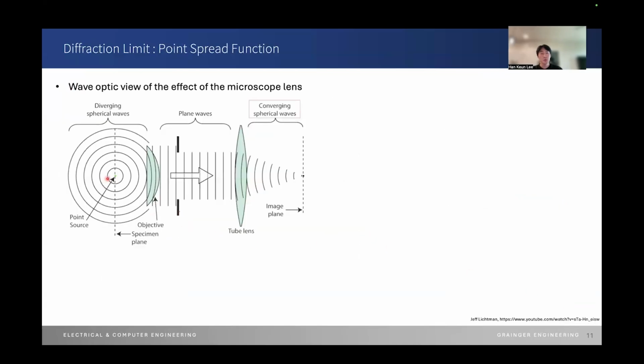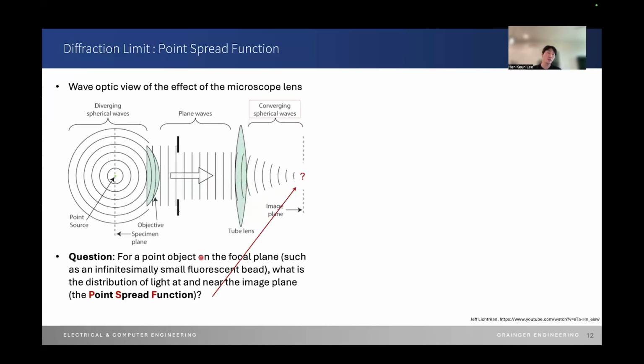So let's look at how the microscope lens system works. We have a point source, and it will create a spherical wave, which is collected by the objective lens, which turns this spherical wave into a plane wave. This plane wave now goes through the tube lens, which focuses the plane wave into a point, and this is where the light is converging into a spherical wave.